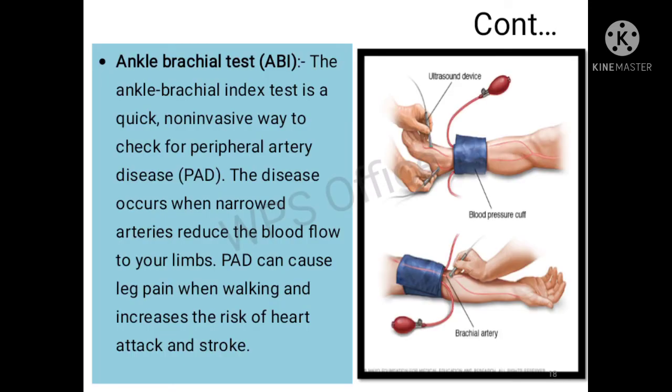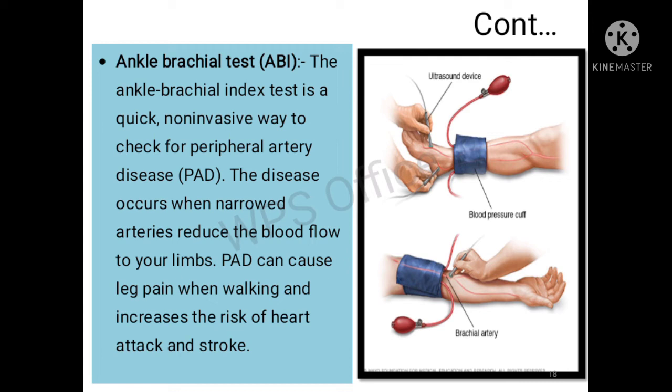Then the ankle brachial test, that means ABI. The ankle brachial index test is a quick, non-invasive way to check for peripheral artery disease. Okay, this is used to check for any peripheral artery disease. The disease occurs when narrowed arteries reduce the blood flow to your limbs. Peripheral artery disease can cause leg pain while walking and increases the risk of heart attack and stroke.